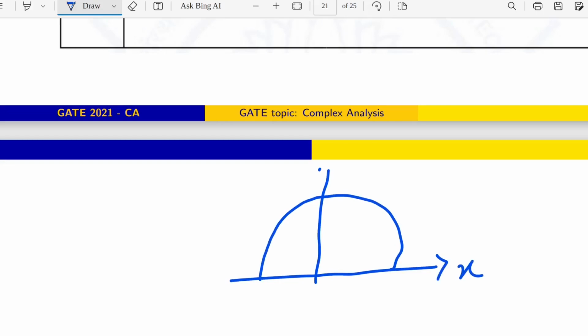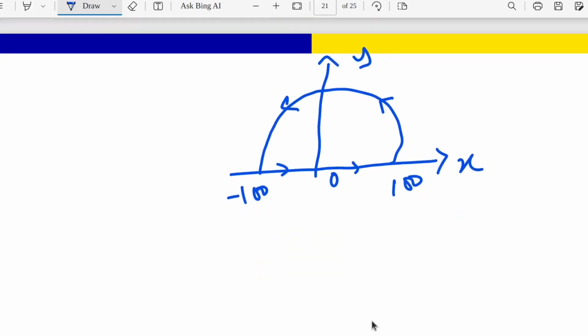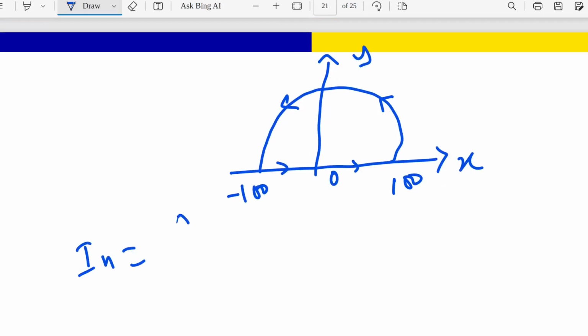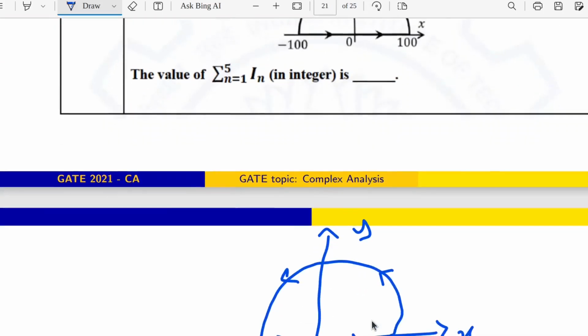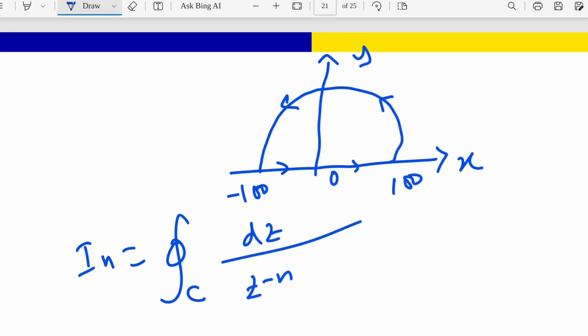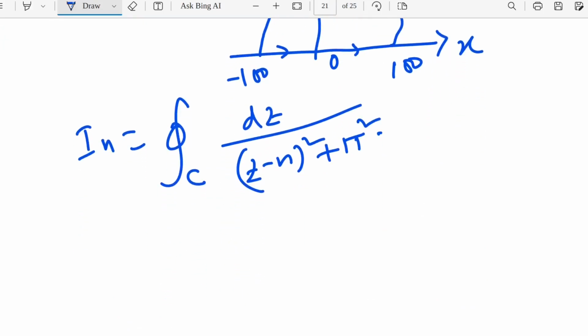This is x, this is y, this is 0, this is minus 100, this is plus 100. It is coming counterclockwise. Now I am going to write In here. In was the integral of dz divided by (z minus n) whole square plus pi square. So this is like this.